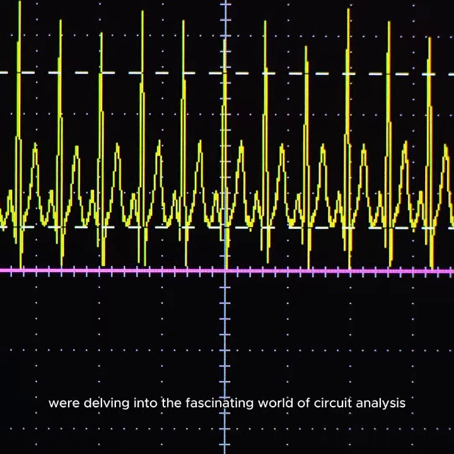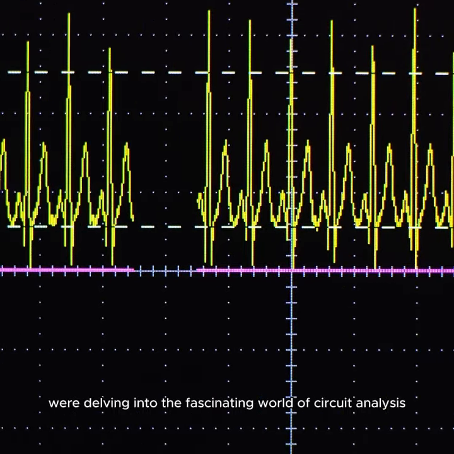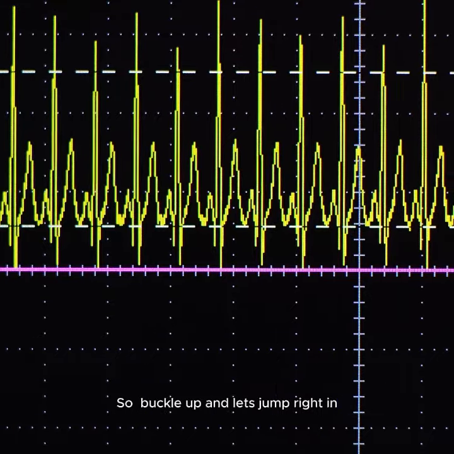Today, we're delving into the fascinating world of circuit analysis. So, buckle up and let's jump right in.